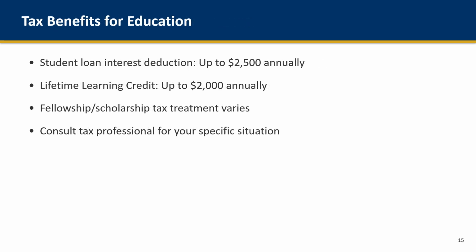Tax benefits can reduce the net cost of education and student loan repayment. The student loan interest deduction allows you to deduct up to $2,500 of student loan interest paid annually from your taxable income. This reduces your tax liability and effectively lowers your interest rate. Income limits apply. The Lifetime Learning Credit provides a tax credit of up to $2,000 per year for qualified education expenses. Unlike deductions, credits directly reduce your tax owed. Income limits and restrictions apply.